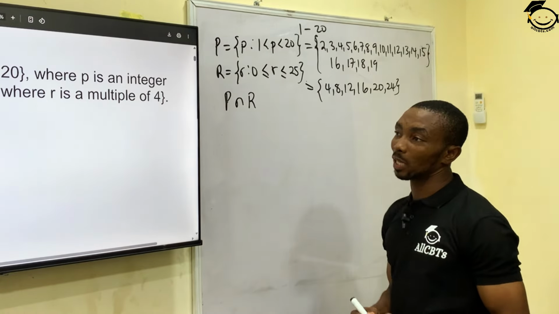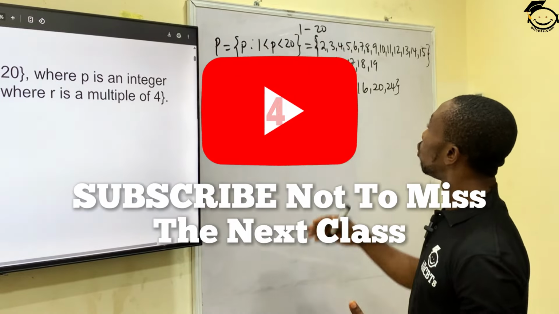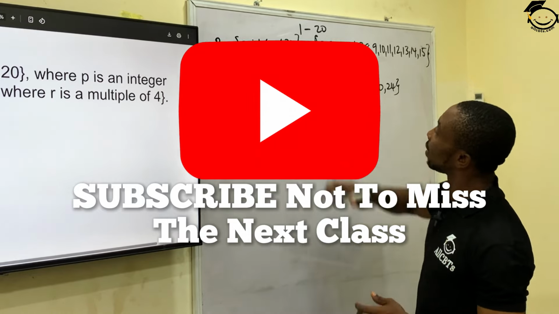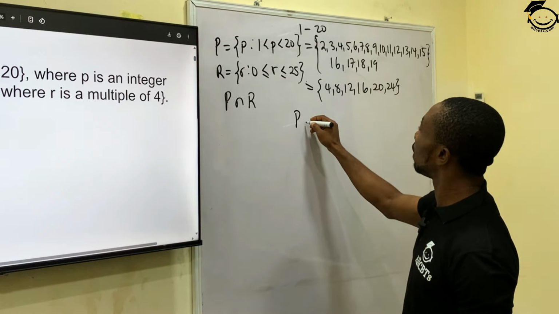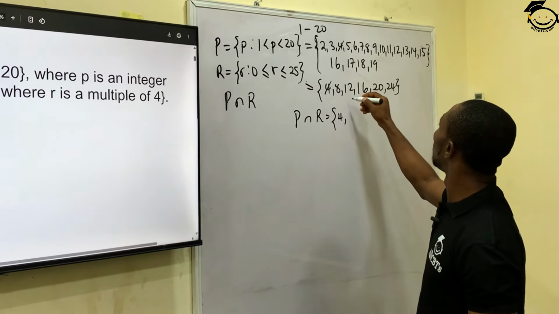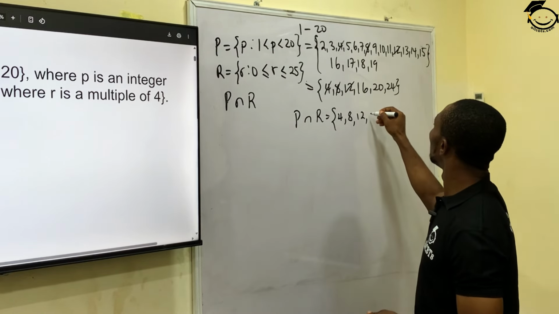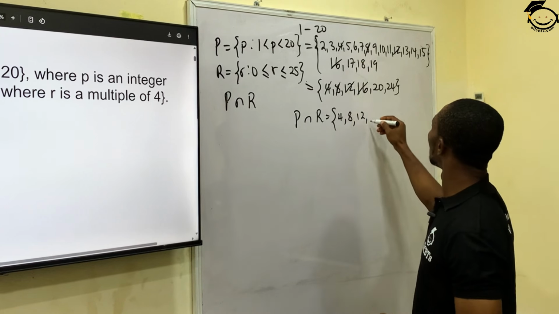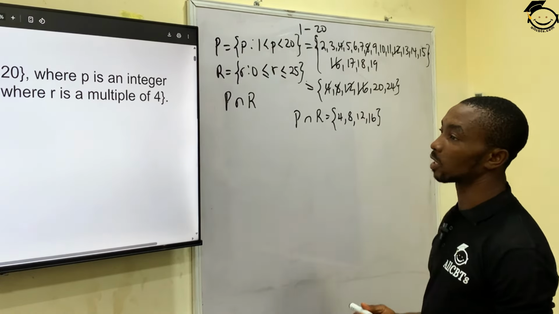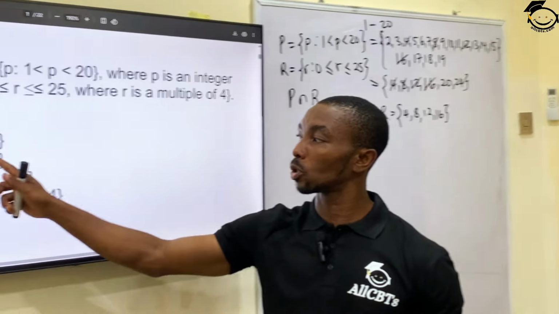Now, when we talk about intersection of P and R, intersection simply means what's common between these two. What's in P that you can find in R. Now, let's look at it. P intersection R will become 4, which is available in both. We have 8, we have 12, we have 16, and there's no 20, so that's all. So our P intersection R will become 4, 8, 12, and 16, which is our option B.